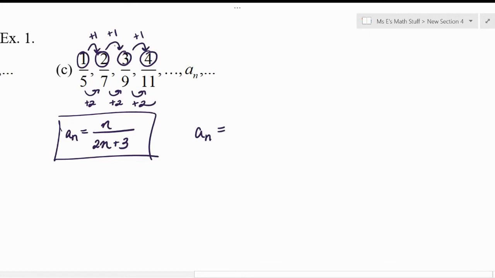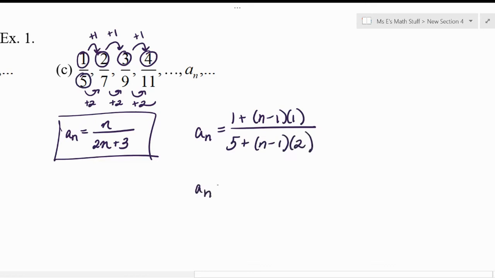So on the top, your first term is 1 and your common ratio is 1. So you'd be adding n minus 1 ones. This is a throwback to the arithmetic stuff. And then on the bottom, your first term is 5 and your common ratio is 2, and you'd be adding n minus 1 twos. This is way messier than just noticing the pattern, but for anybody who tends to lean on formulas, this is a way to go about it.